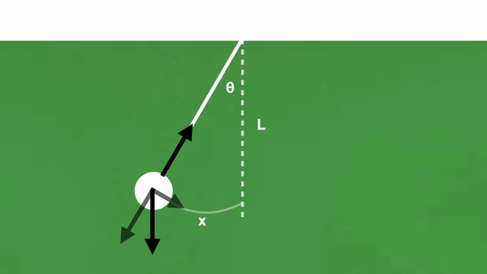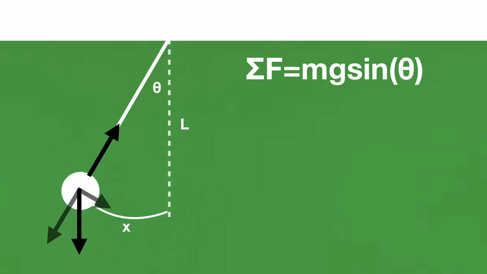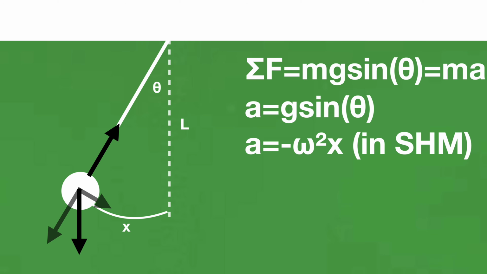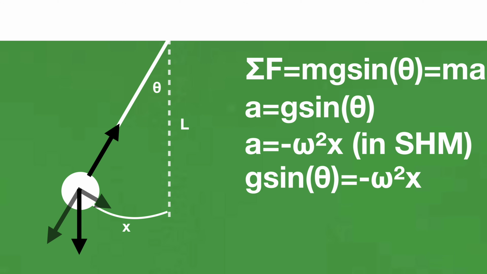This net force is equal to mg sin theta, from which we can see that the acceleration is g sin theta from F equals ma. Then, using the definition of simple harmonic motion, the acceleration being equal to the negative of the angular velocity squared times the displacement from equilibrium, we can see that g sin theta equals negative omega squared x.